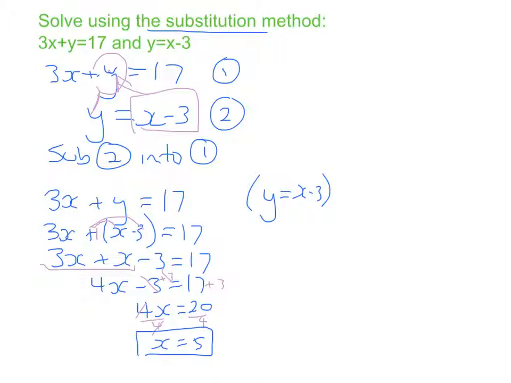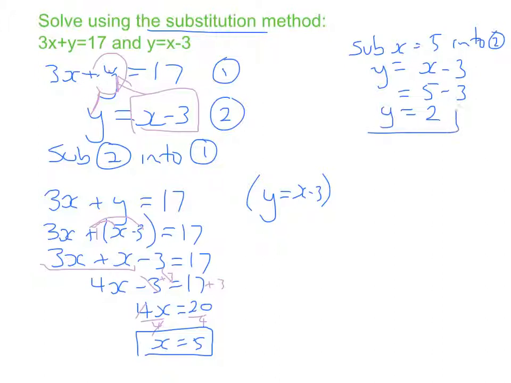Then what we need to do is we want to substitute this into equation 1. So if we sub x equals 5 we'll put into the second equation, because that's y equals. So we've got y is equal to x take 3, but x is equal to 5, so that'll be equal to 5 take away 3, which is equal to 2. So our second answer that we have here is y is equal to 2.